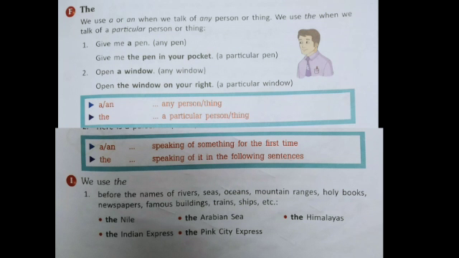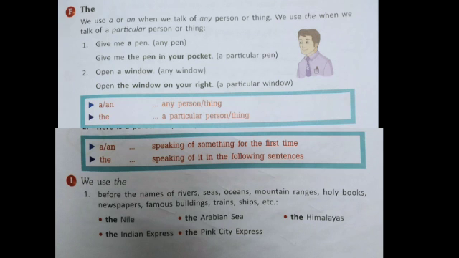Now, when do we make use of the word the? We use a or an when we talk of any person or thing. We use the when we talk of a particular person or thing. For example, give me a pen. Here it is any pen. For the second example, we say give me the pen in your pocket. So it is a particular pen for which you are asking, which is in the man's pocket.